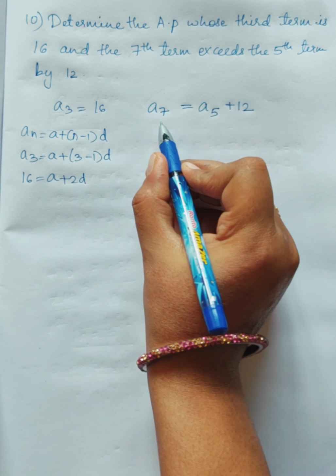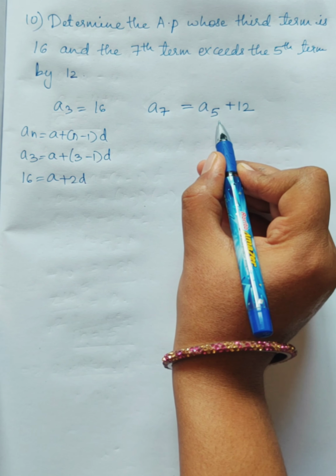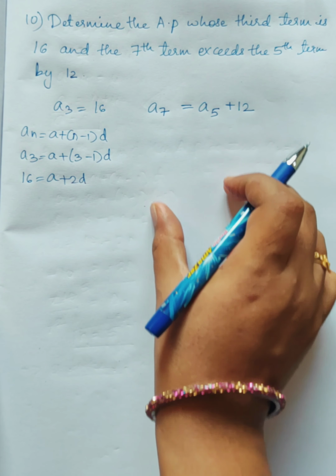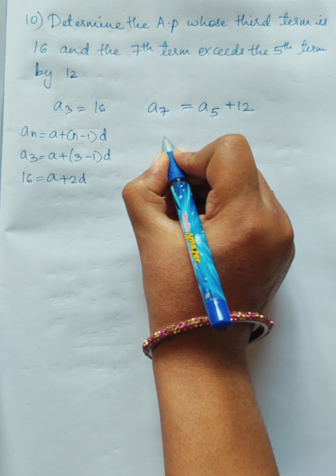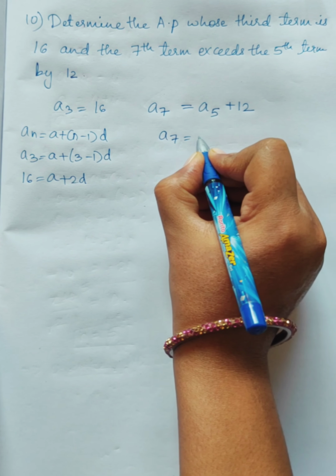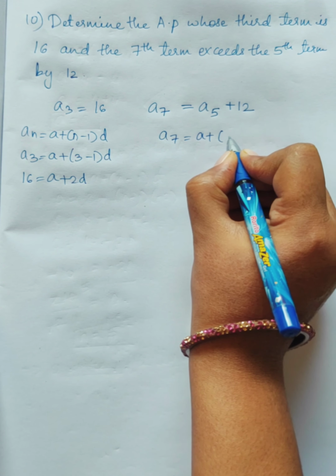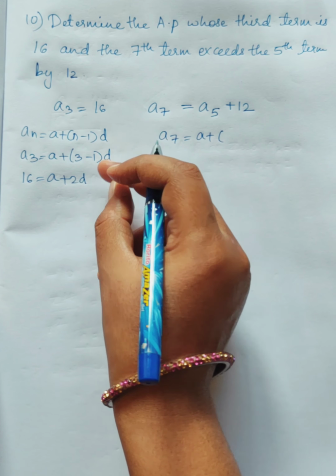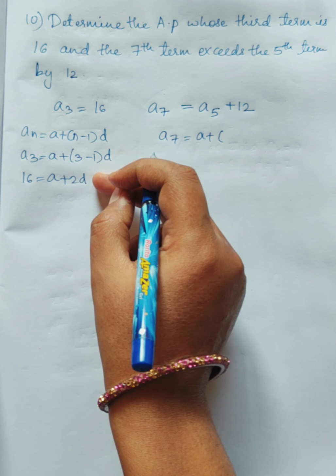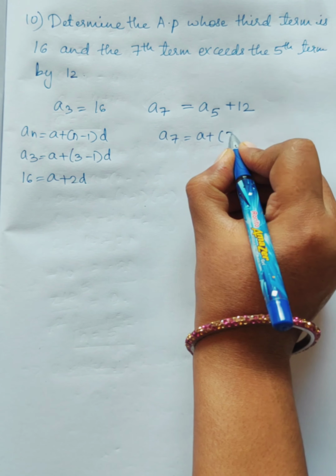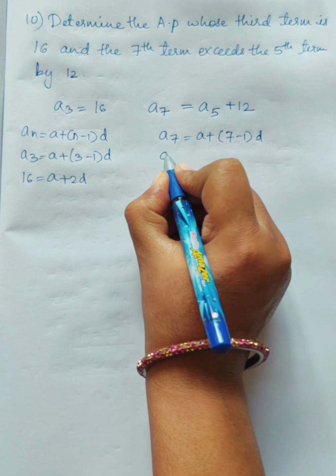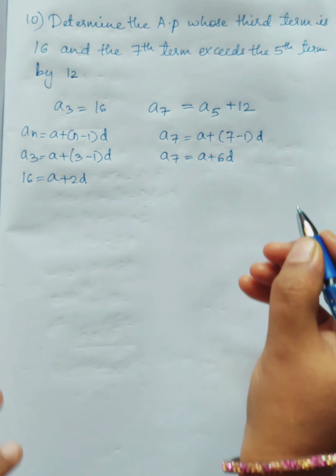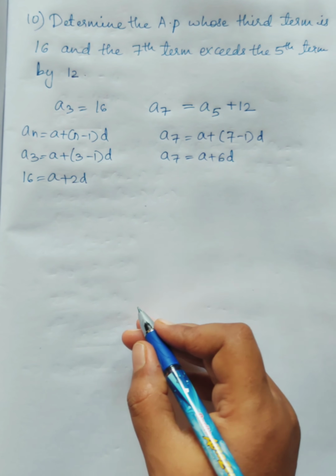Next, you need to find A7 and A5. First I am going to find the A7 and A5 values, then I am going to substitute in this and form an equation. So A7 will be what? A7 is equal to a plus, directly I am going to write, because you already know the method many times, the A_n method. So (7 − 1) into d. So the A7 value will be a plus 6d.